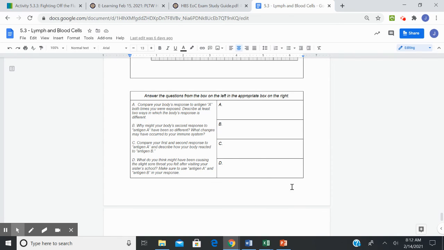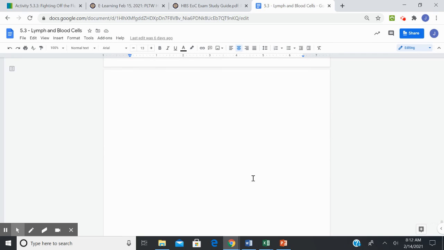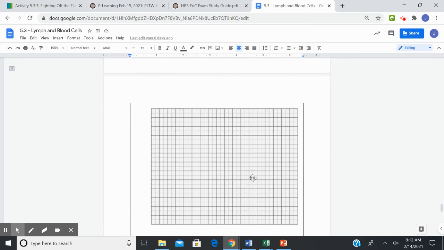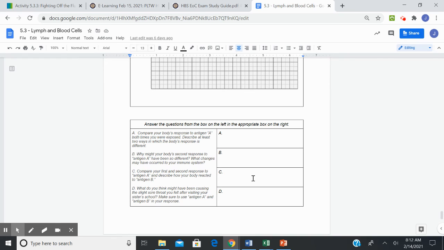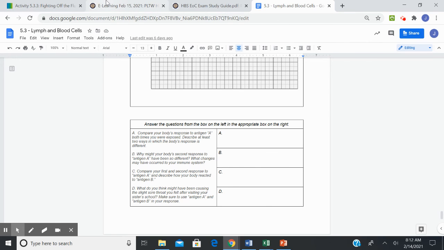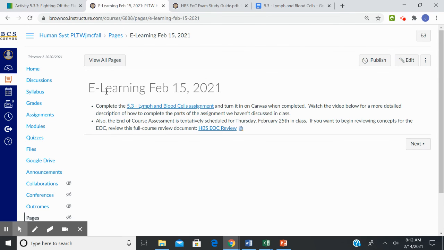And then answer these questions and kind of look at the spikes in the antibody response for the first exposure and compare it to the second exposure. All right. So that should be turned in as soon as you can. Get that turned in this week.